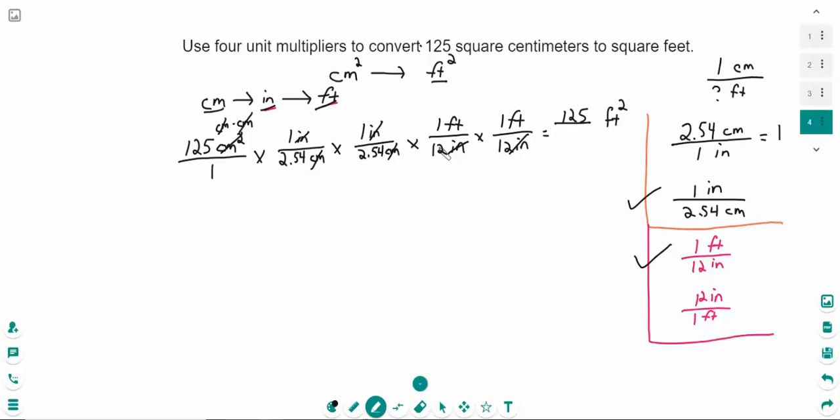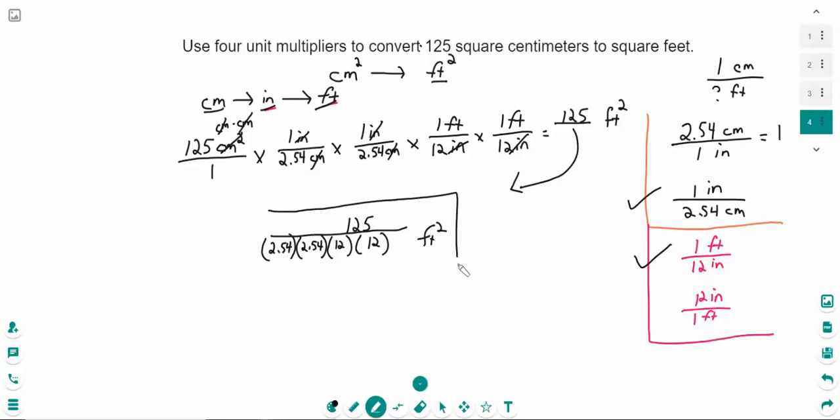We have a 1 times 2.54, 2.54, and 12 and 12. I'm not going to multiply these out. Actually, you know what? We're just going to write this down here so that we have a little bit more room. So it's 125 feet squared, and I'm just going to write this, and you can do this too, as 2.54 times 2.54 times 12 times 12. All right? And that is my answer.